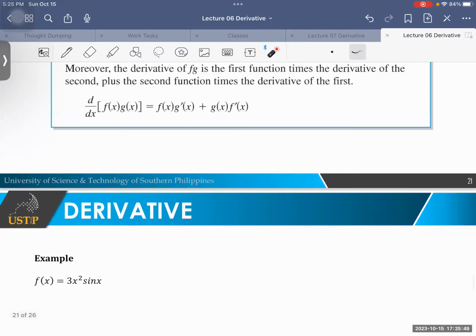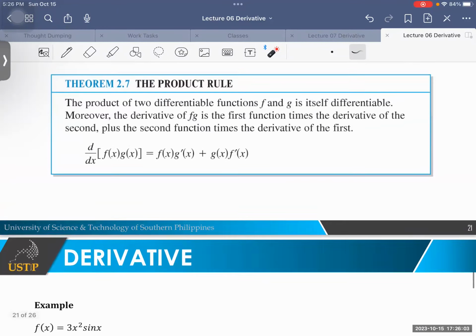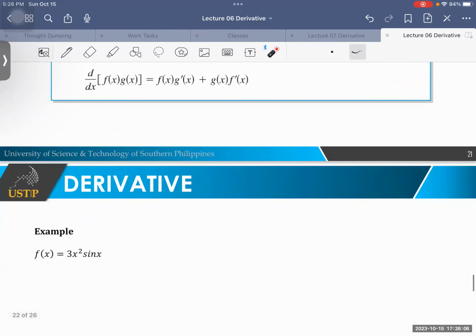3x squared times sine x. We have no direct rule for the derivative of x squared times sine x. All we have to do is make use of the rules we've been given. In this case, we consider 3x squared this way. Actually, if you have a constant multiple, you can group it with x squared or with sine x. There's no problem there because it's multiplication. Here, the 3 is multiplied by x squared, so we consider it the first function.